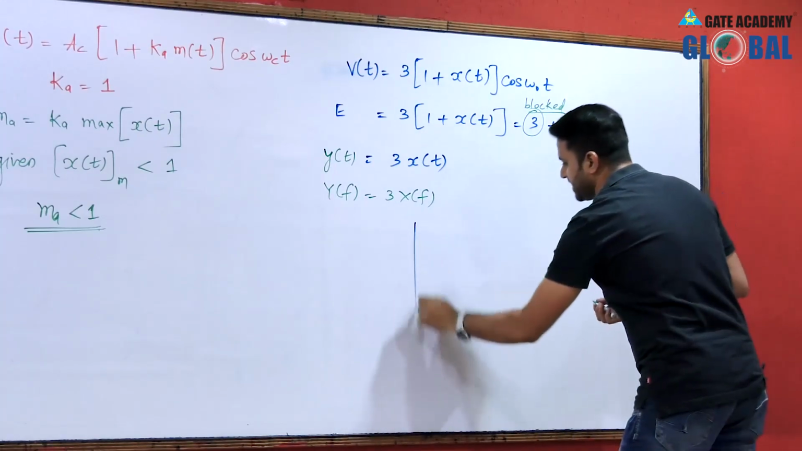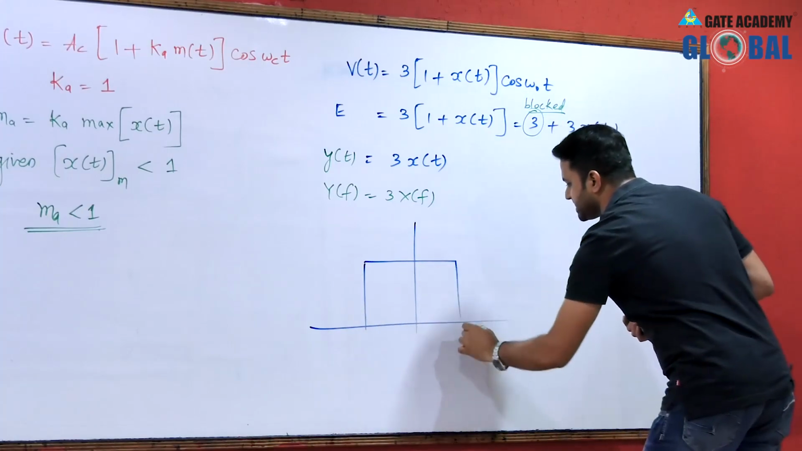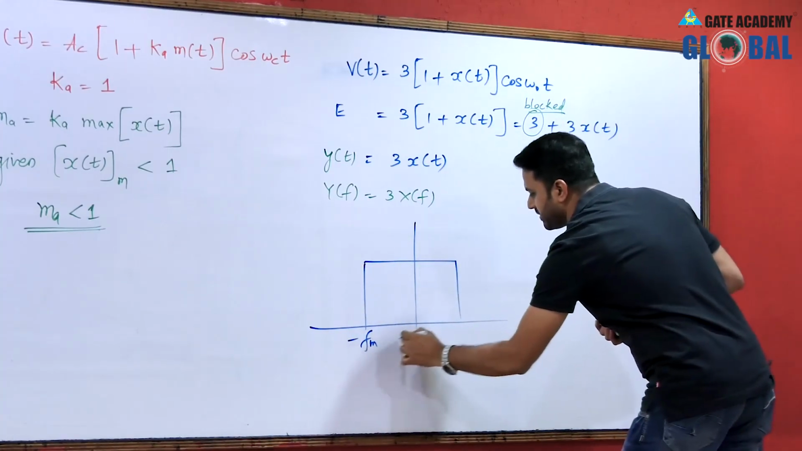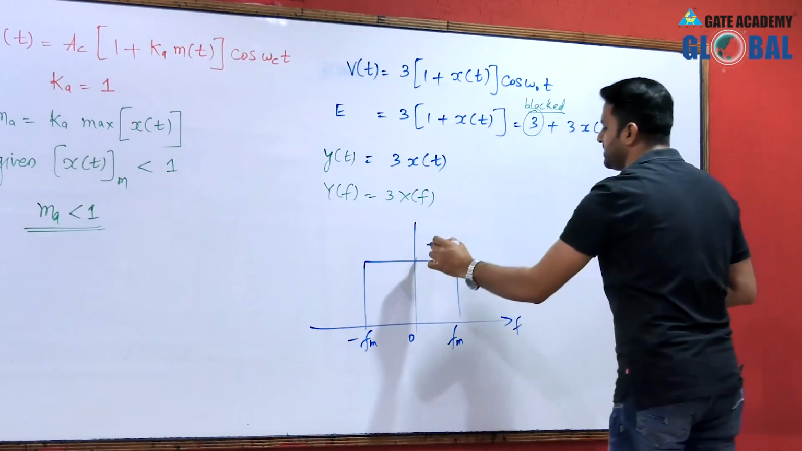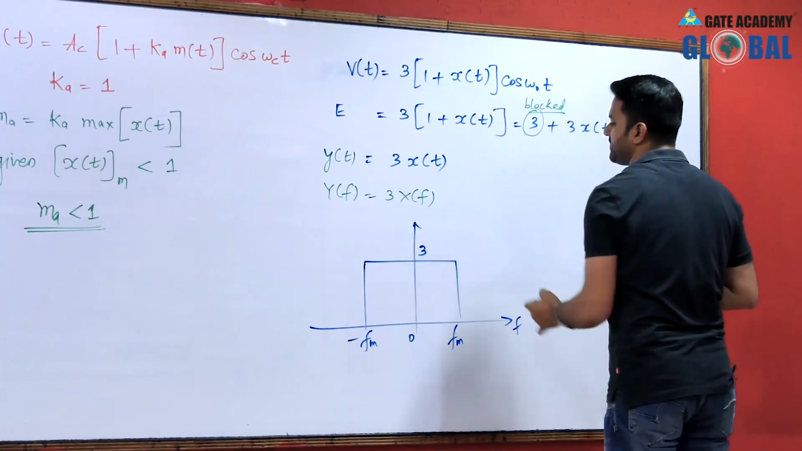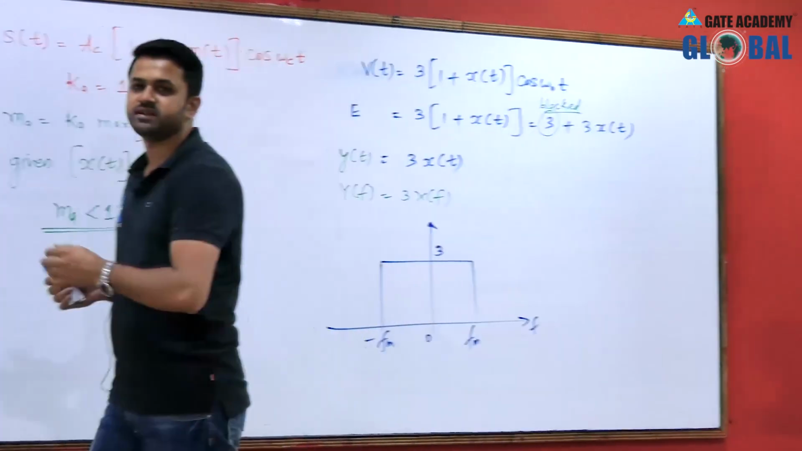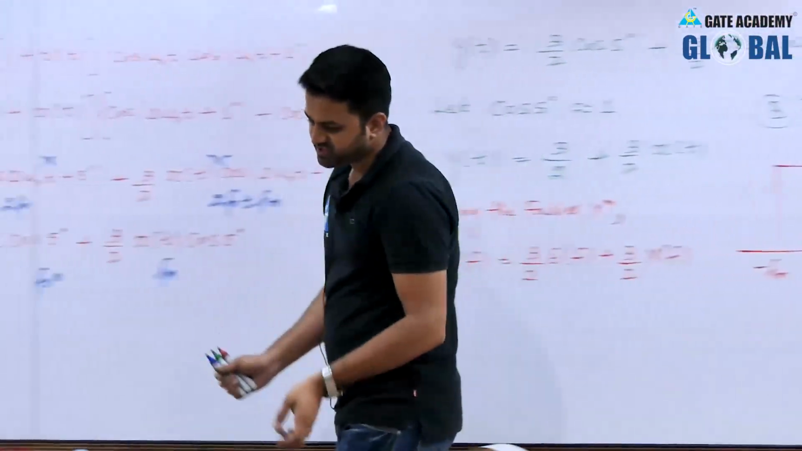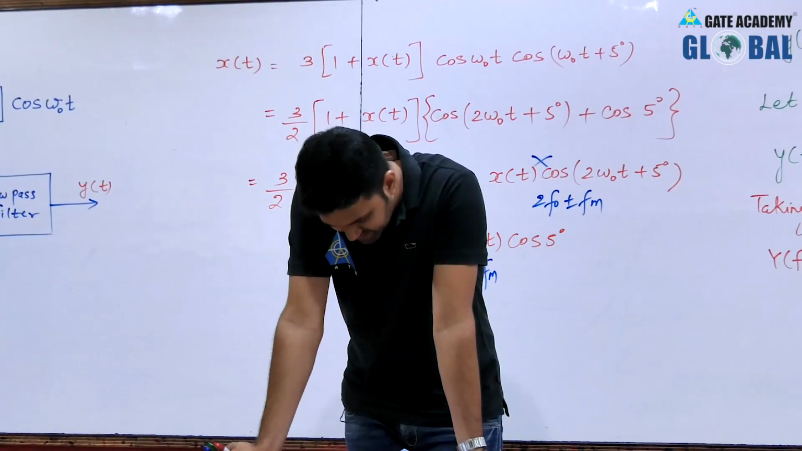So finally we get X of f, that means our message signal, ranging from minus fm to fm. Previously it had amplitude 1, but this time it is 3 times X of f. So, this will be the output spectrum. According to the options, the correct option is option C.